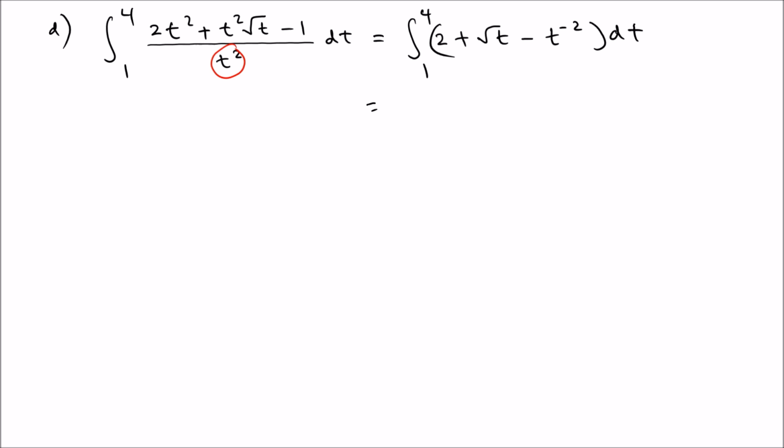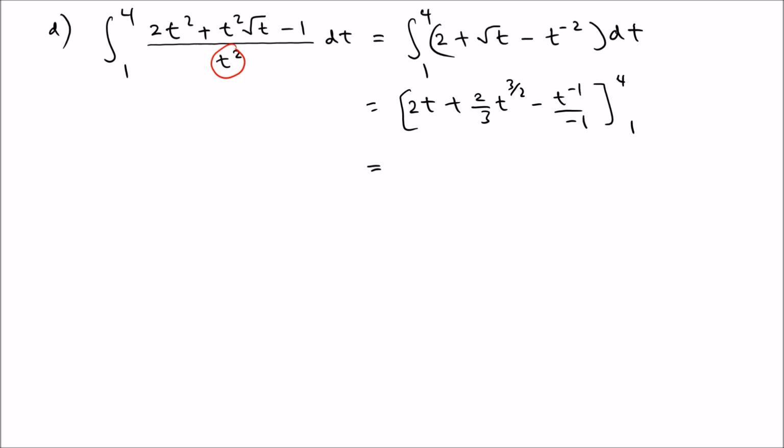Now you can use the power rule. From the first one, 2t, if you use the power rule, this is t to the 1/2, so that means you add 1, so 3/2, so it's 2/3 t to the 3/2, minus, same thing, you add 1 to the negative 2, so t to the negative 1 divided by negative 1. So that's what you get, and you evaluate at 4 and 1.